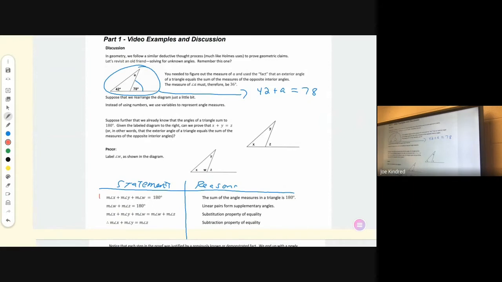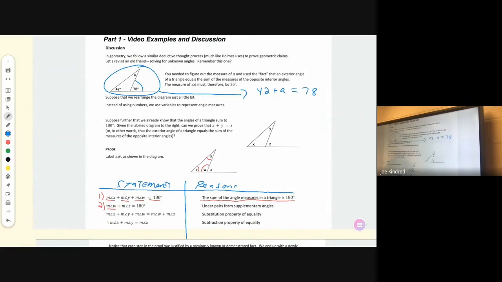For example, statement number 1, the measure of X plus Y plus W is equal to 180. We know that's true because the sum of the angles in a triangle is 180. So we can make that statement, and for the reason that's stated. Again, this is a two-column approach to proving that angle Z is equal to the sum of angles X and Y.